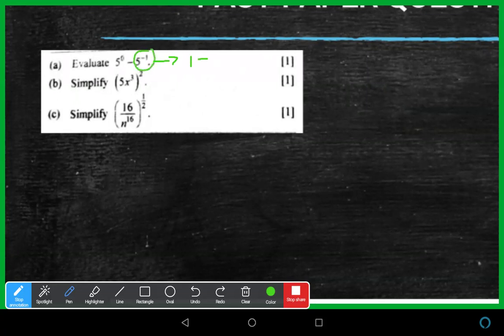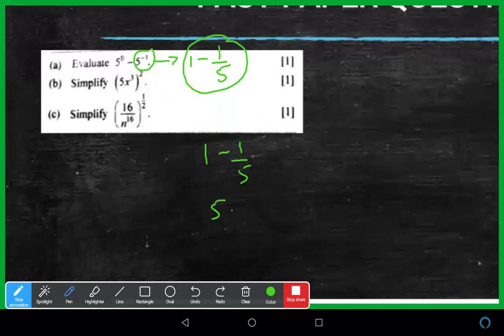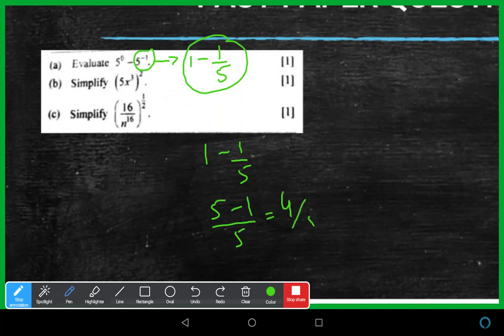So first we need to make the power positive, so we have to take the reciprocal. We already covered the reciprocal topic as well. That will become 1 upon 5. Now we have to simplify this fraction form: 1 minus 1 upon 5. Now it will become 5 minus 1 upon 5. I hope you know how to solve this fraction form. So 5 minus 1 will become 4. The 4 upon 5 will be the final answer. That's it, that's a simple question. It will give you 1 mark.